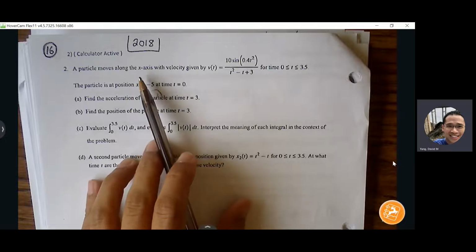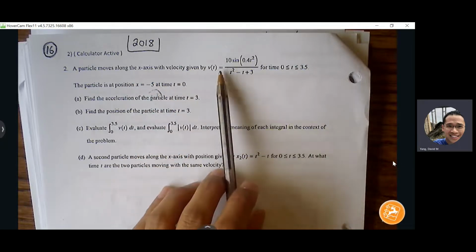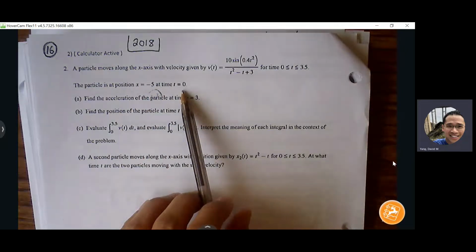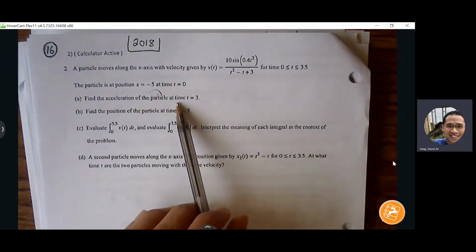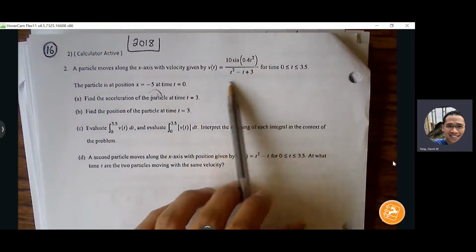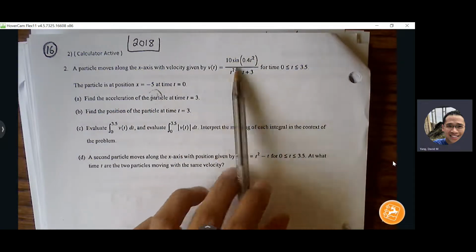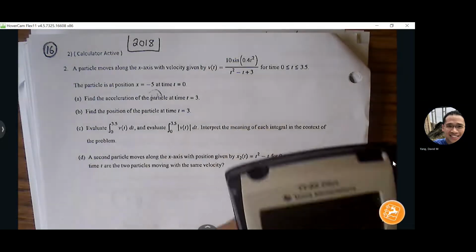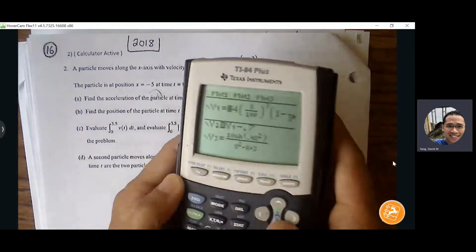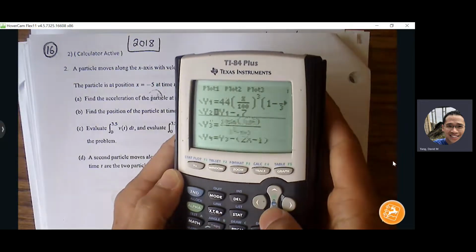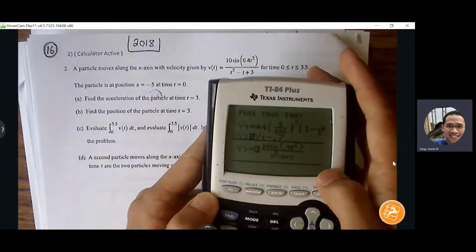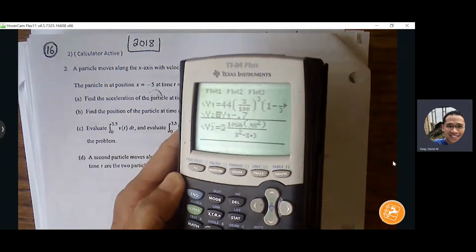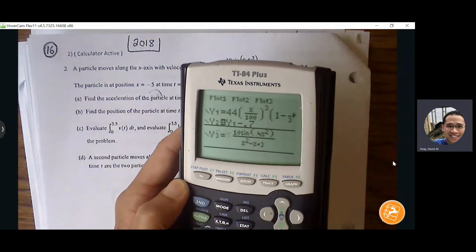The particle moves along the x-axis with a velocity given by v of t. Particle is at position x equals -5 at time t equals 0. Find the acceleration. So acceleration is just the derivative of velocity. We can make the calculator evaluate it for us using n-deriv feature. So I like to, again, hold everything under my y equation if possible. So I have under y3, I typed in 10 sine 0.4 x squared over x squared minus x plus 3.